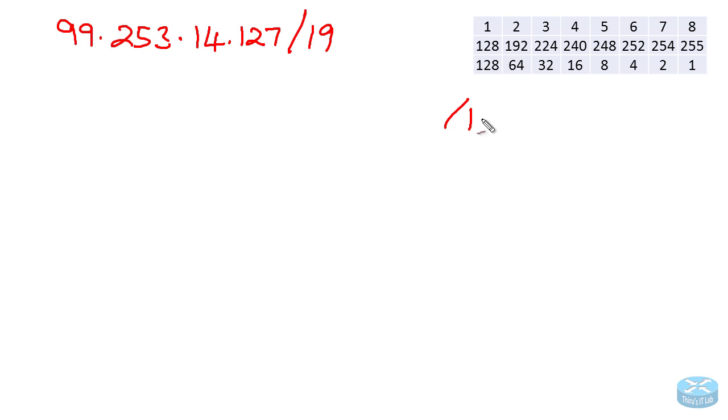So let's do another one. This one is 99.253.14.127/19. When I say a 19-bit mask, we're going to find 8 plus 8 plus 3 plus 0, so 19. So we are actually interested in this one, the third octet.